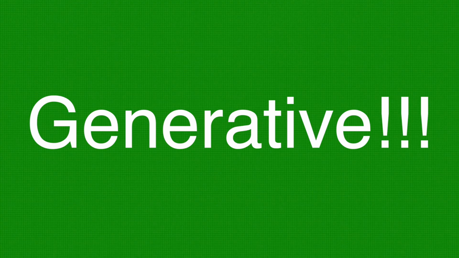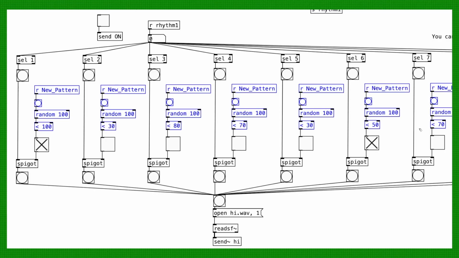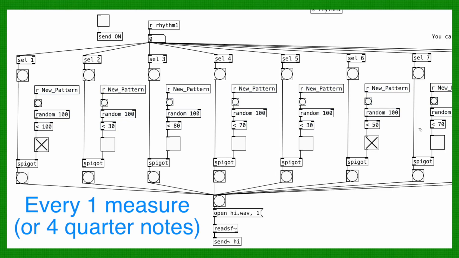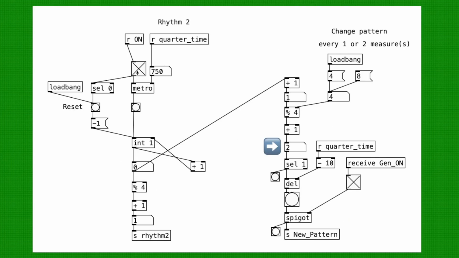Finally, let's talk about the generative feature of this patcher. So let's connect this here again and put this back. Let's generate a new pattern every one measure, which is equivalent to 4 quarter notes in 4/4 time signature. So these are the pattern generator algorithm. It's using a random number generator, probability, in the gate to decide if a note is played or not. And the bang message is sent from here. So after the quarter note is played 4 times, a bang is outputted.